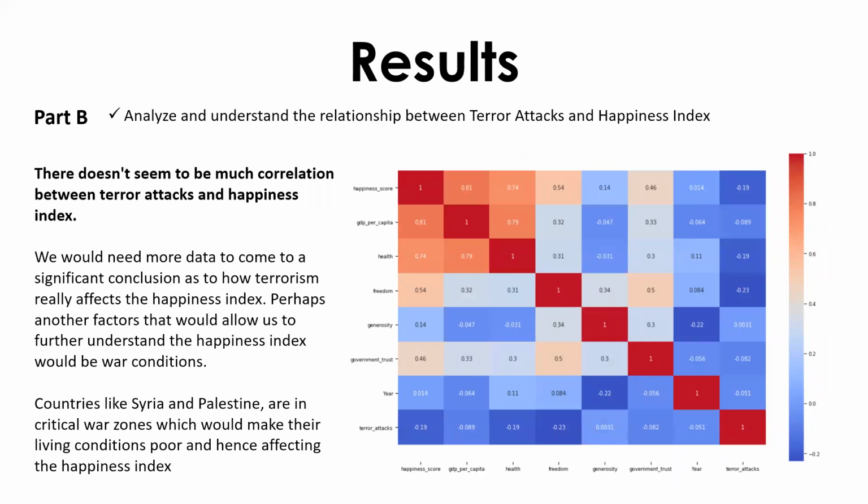This is a heat map that depicts the correlation between the columns of a modified database, where now it consists of number of terror attacks per country as a column. As we can infer from this, there is not much of a good correlation between terror attacks and happiness score, which may be because there are other factors that are affecting the happiness index. Countries like Syria and Palestine are in critical war zones, which could make their living conditions poor and hence affect the happiness index.